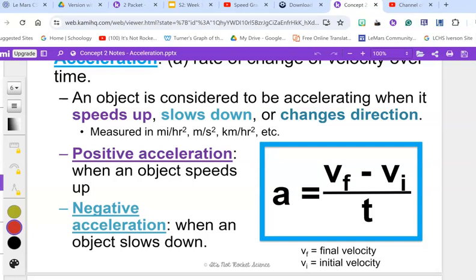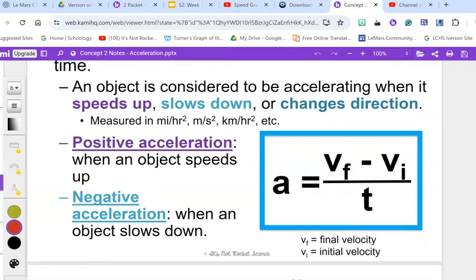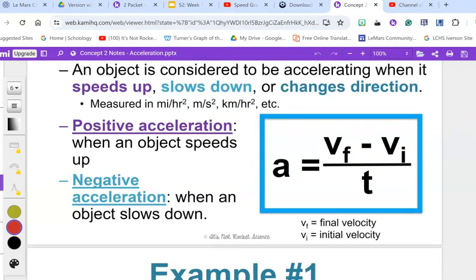Now, an object can either positively or negatively accelerate. So if when you do the math, you get a negative number, that's okay. No big deal. All you need to do is just realize that a negative acceleration is when an object slows down.